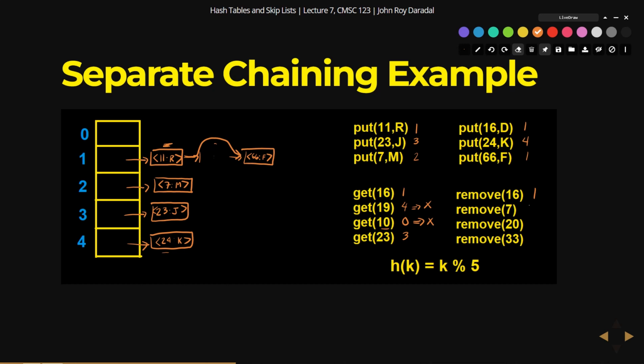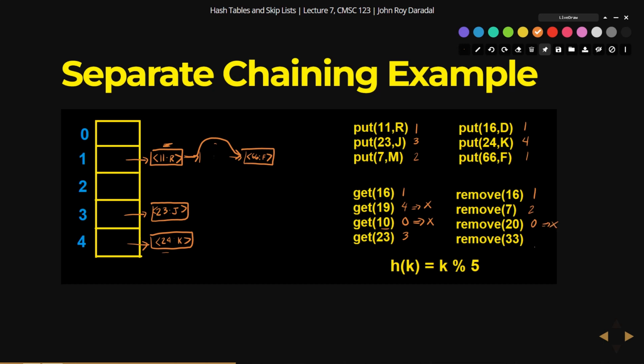Next is remove 7. So 7 would have to look at index 2, right? At index 2, 7 is found, so we'll remove this one. So now this one will be removed. This is actually going to be an empty list already, right? And then for remove 20, 20 is at index 0 supposedly, if it exists, but we know that index 0 is an empty list, so there's nothing to remove here.